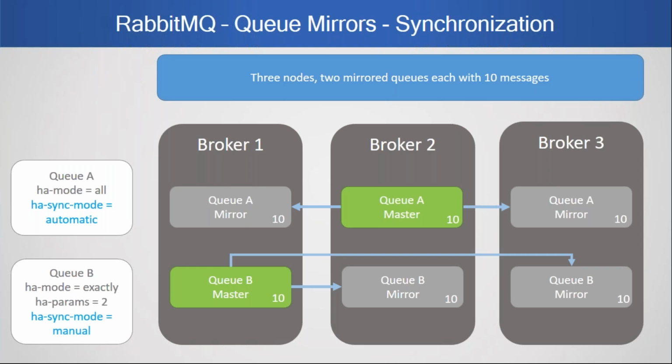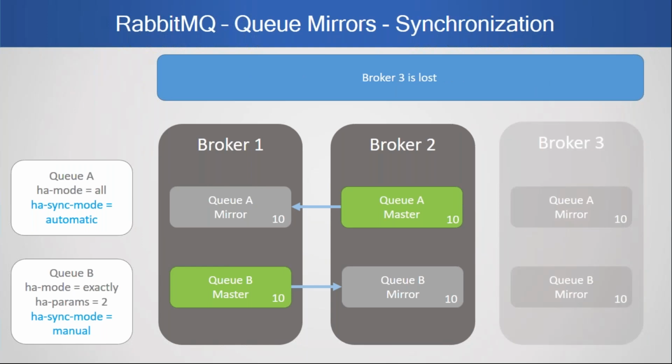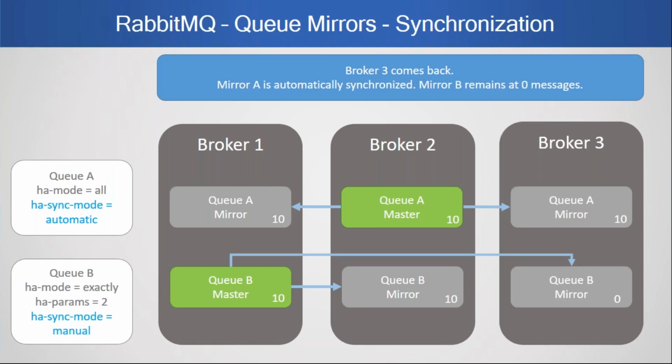master immediately or not. So we have QA and QB, each has a master on a different broker, and each has 10 messages. Then we lose broker 3. So far, no problem. The masters continue to receive writes and reads, just that our redundancy is reduced down to 1. Then broker 3 comes back. So what happens is that the QA mirror on broker 3 is immediately synchronized with the master.